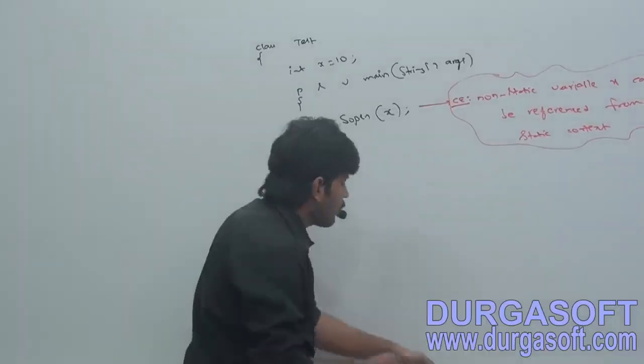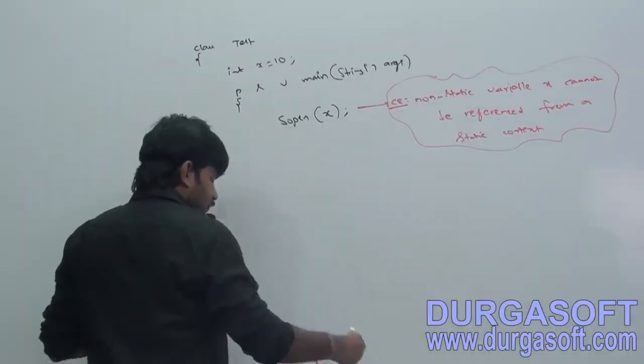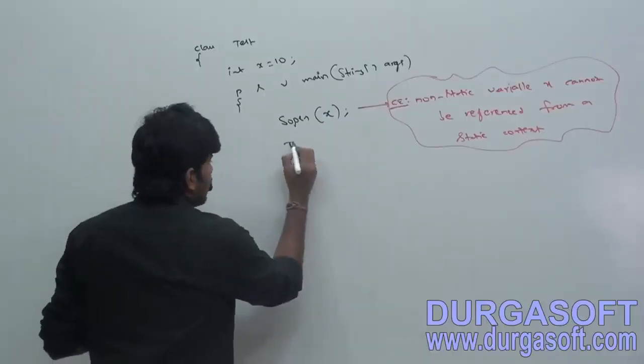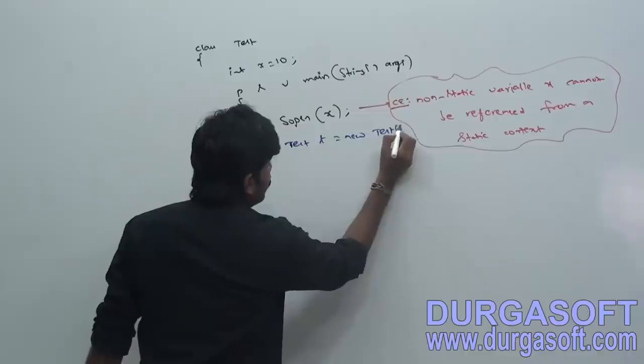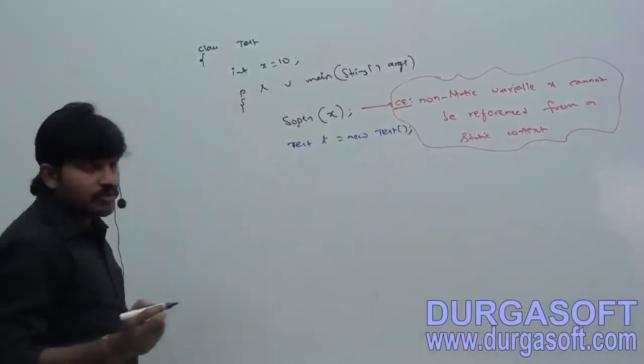Sir, I'm taking Test t = new Test. Sir, I'm creating a Test object. Test t = new Test.